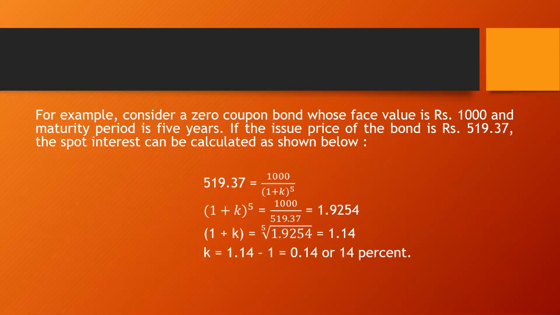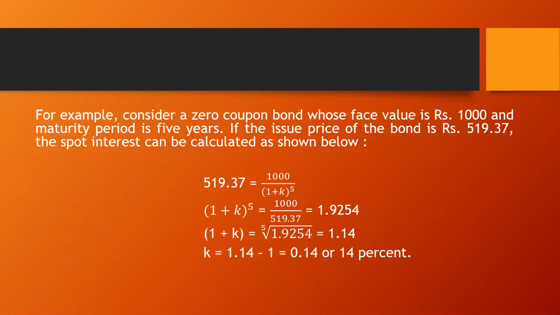If we know the present value and the future value, we can calculate the rate of return or the required rate of return, which is the discount rate, because P is equal to F by (1 plus K) the whole raised to N. Now the present value we know is 519.37. The future value we know is going to be redeemed for ₹1,000. So we need to calculate the K value at the end of 5 years, which is the N value.